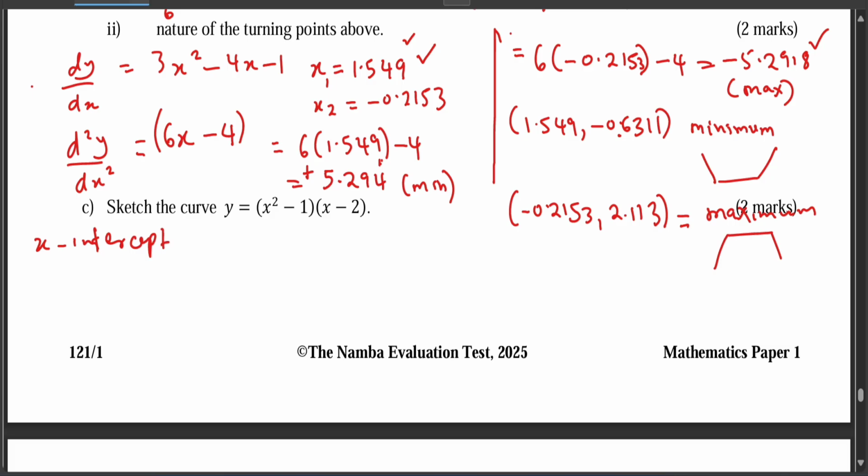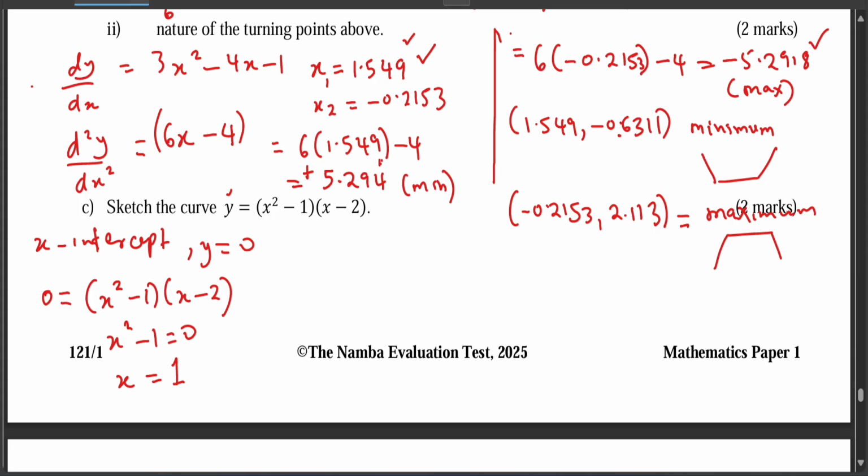So it will still be somewhat hard to find that value, but let's just find it. Your x-intercept is when y equals 0, so where there's y, you just replace it with 0. So 0 equals x squared minus 1, and the other factor is x minus 2. It means that x squared minus 1 is equal to 0, so your x is equal to the square root of 1.